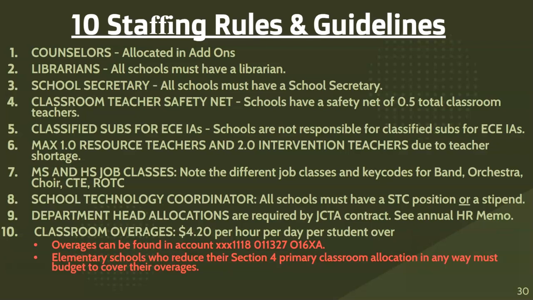The classroom teacher safety net is a total of a 0.5 total classroom teacher as a protection if school enrollment is below the enrollment projection. So if the actual August enrollment is lower than projected, schools are protected up to the first half of a teacher allocation. Classified subs for EC instructional assistants are not the responsibility of a school.